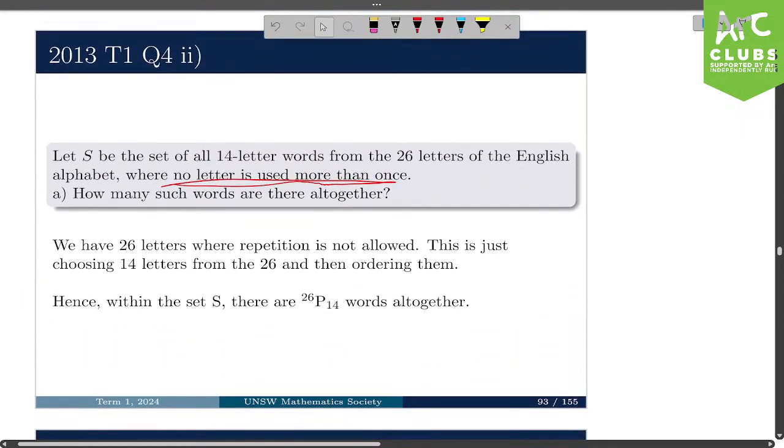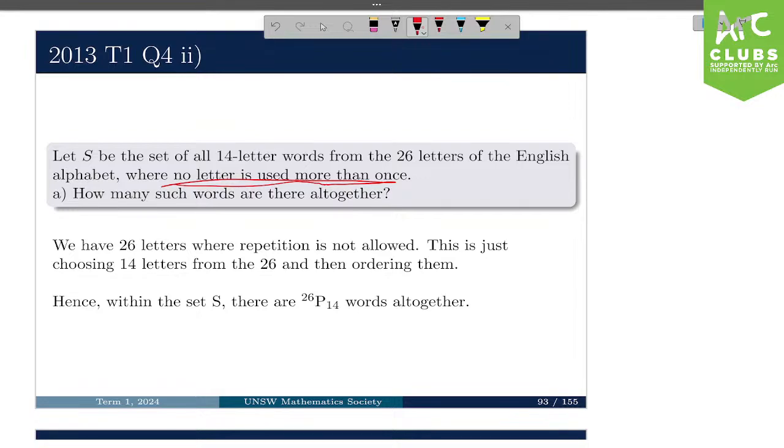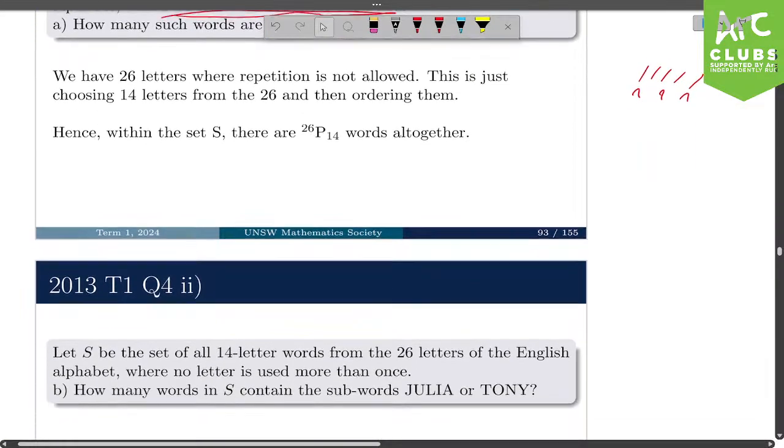Let us just consider, first off, how many such words are there? We figured out that with 26 letters, you're going to find all 14 words by using permutations, right? Noting that repetition is not allowed, we are allowed to use permutations because we're considering elements and we're just picking them, in any order, allowing for a permutation.